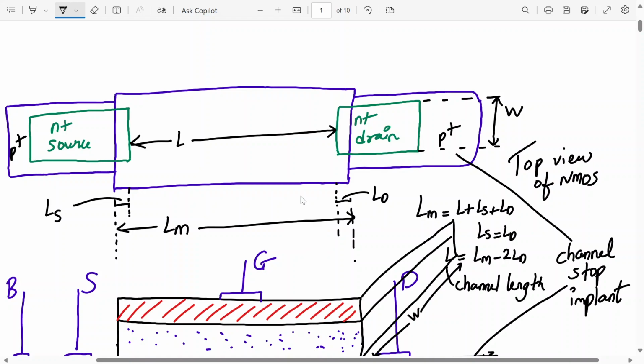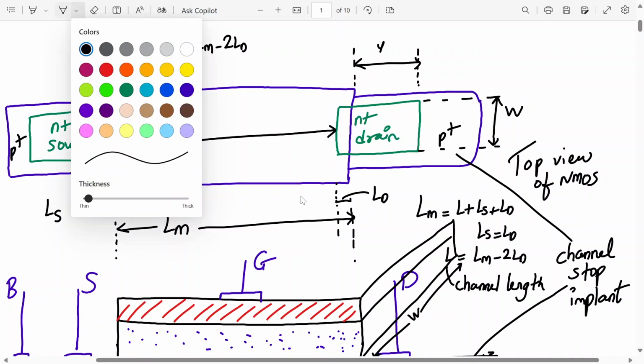Now one more thing is there, this is Y, from here to here. I'll tell you what is Y and everything. So LM is the mask length of the gate, L is the actual channel length, LS and LD are the drain and source overlap region lengths. So L we have written over here as LM minus twice LD, provided that LD and LS are the same, the overlap area is the same.